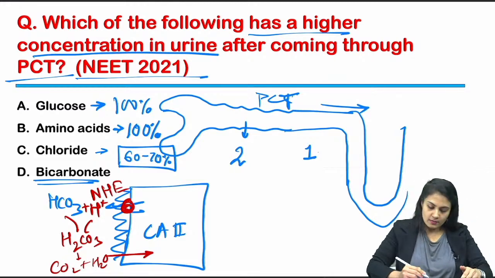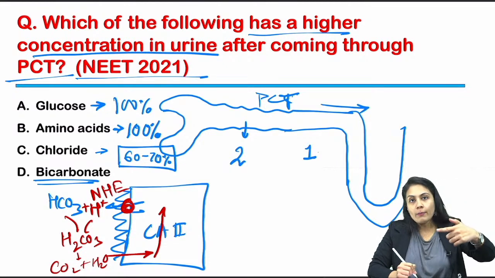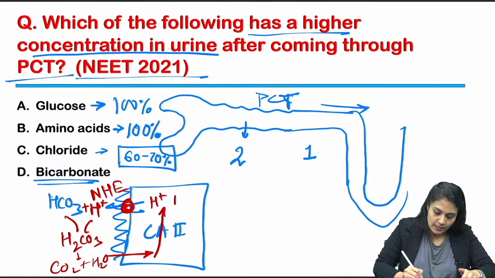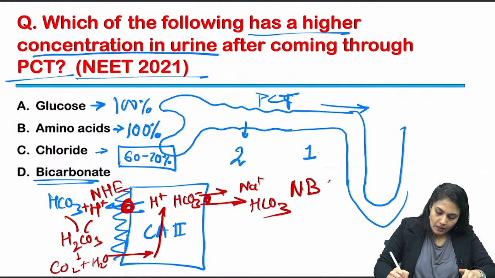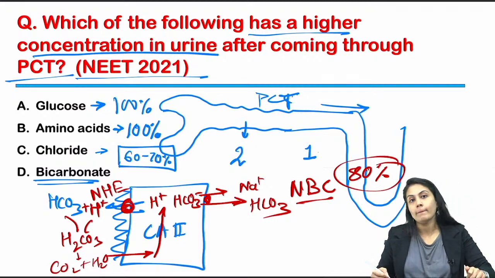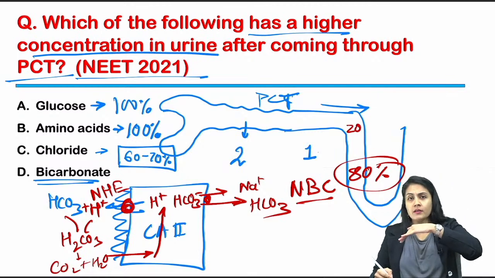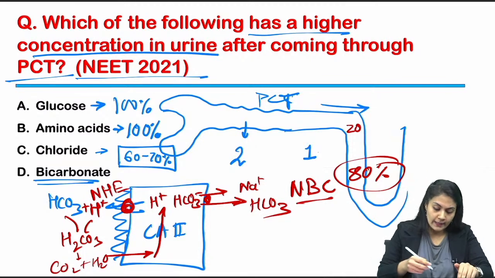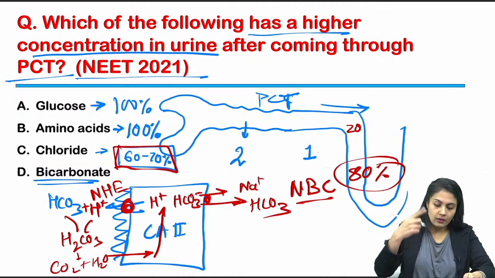The CA2 causes the reverse reaction from the CO2 and water, producing carbonic acid. Again, it will produce H plus and bicarbonate. This bicarbonate, with the help of sodium, will be reabsorbed by the sodium bicarbonate cotransporter. How much? Around 80% will be reabsorbed over here. Only 20% will go towards the descending limb of loop of Henle, right? So the least absorbed will go more towards after crossing the PCT.